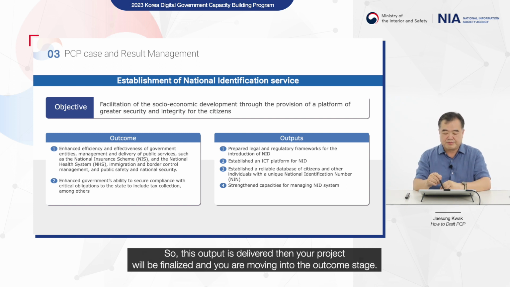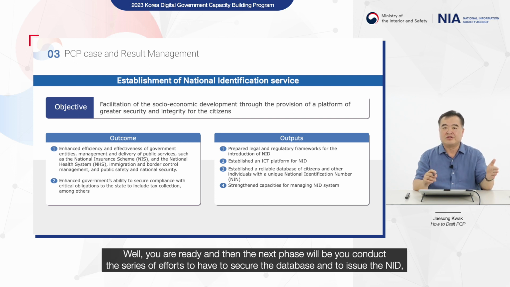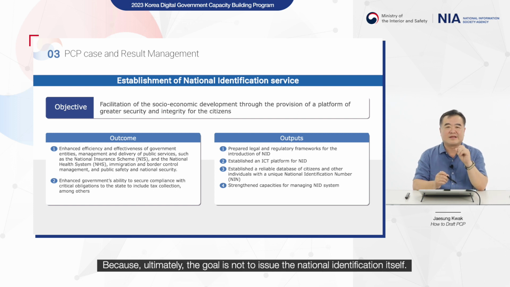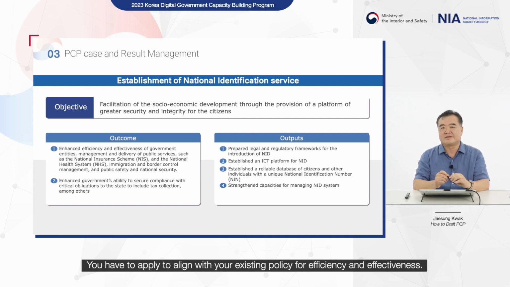So once this output is delivered, then your project will be finalized and you are moving into the outcome stage. Well, you are ready. And then the next phase will be when you conduct a series of efforts to secure the database and to issue the NID, national identity, and the next is the application phase. Because the ultimate goal is not to issue the national identification itself. You have to apply it. You have to align with your existing policy for efficiency and effectiveness.